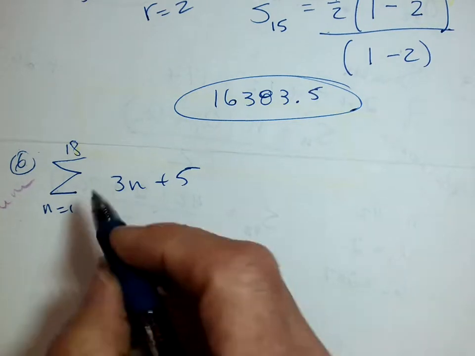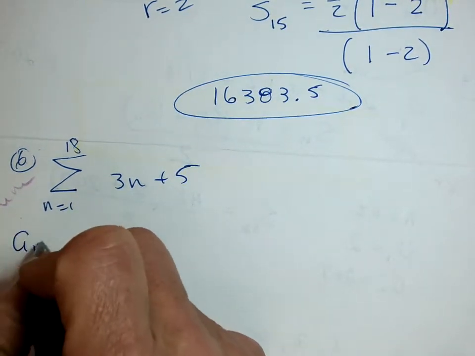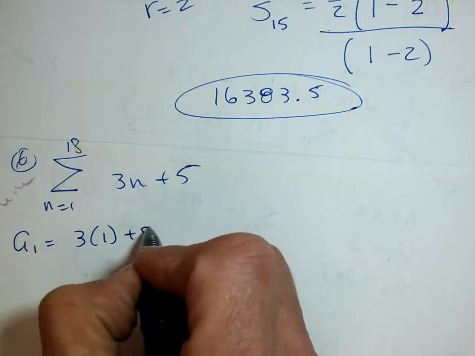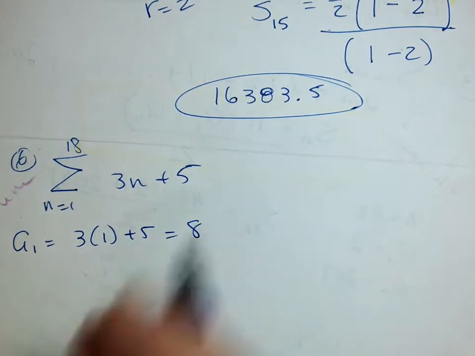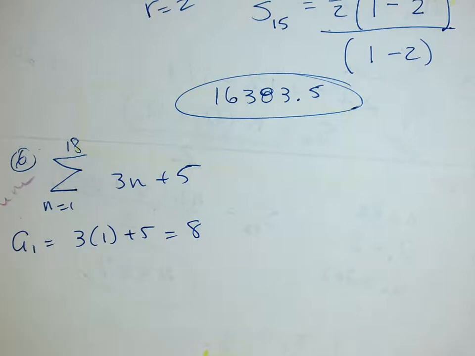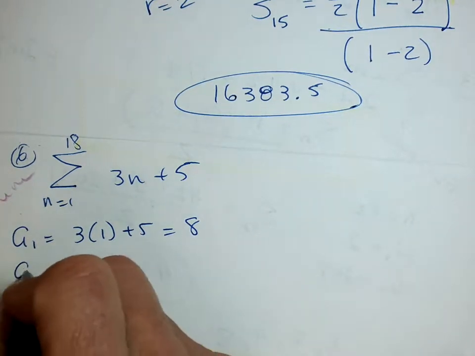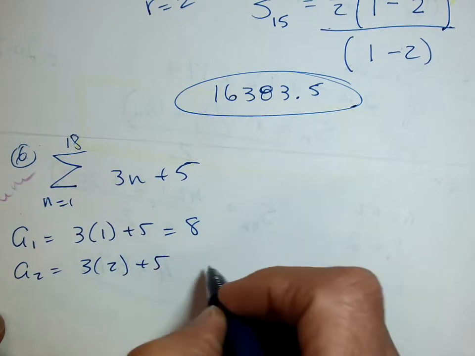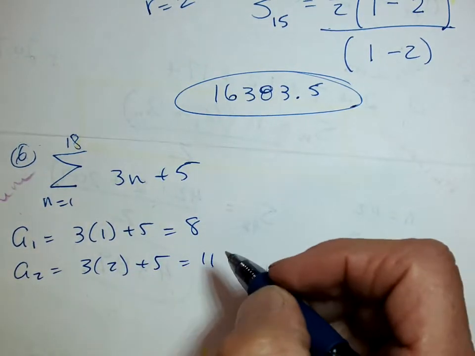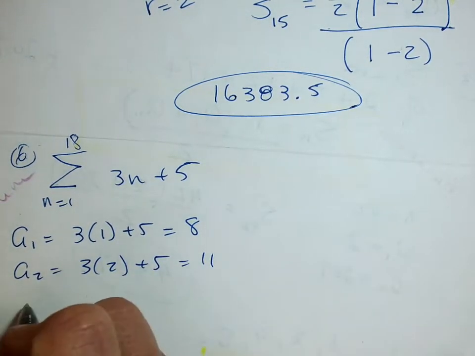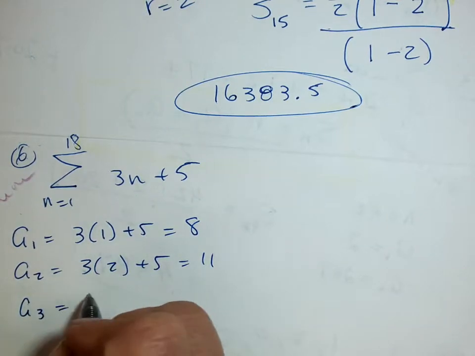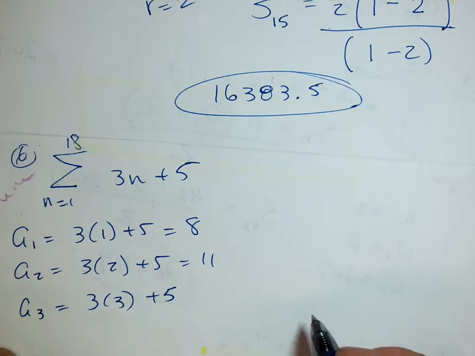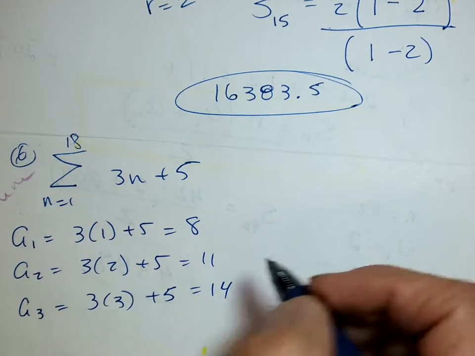So let's, first of all, A1. A1 is 3 times 1 plus 5, which is 8, right? Plug in 1. A2 is 3 times 2 plus 5, which is 11, right? Let's make a third term. I don't want to make them all. I'm looking for a pattern, really. 3 times 3 plus 5, which is 14. Do you see a pattern yet?